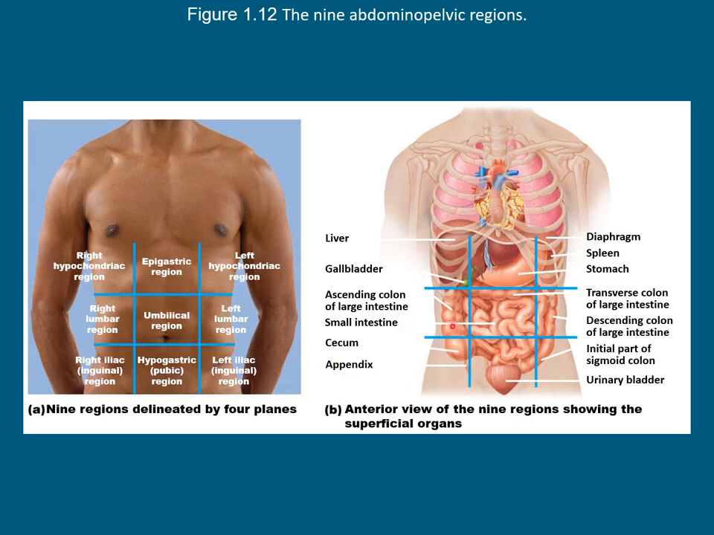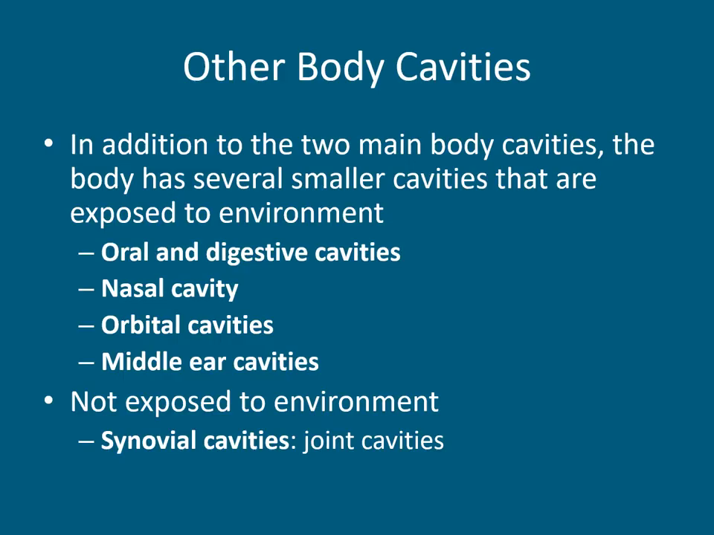This can further narrow down. Say somebody is going, okay, it's in the right hypochondriac area. You might want to start thinking about, is it a gallbladder issue? It wouldn't be the appendix because the appendix is way down here. So it kind of helps you to narrow down possibilities of what is going on with your patient.